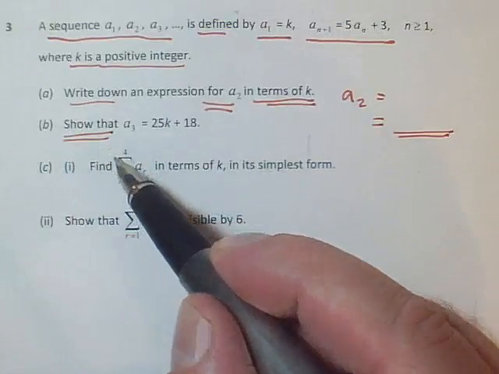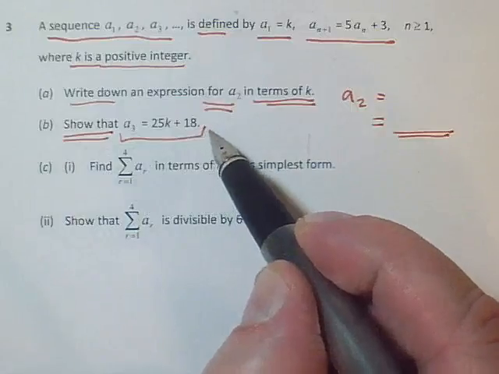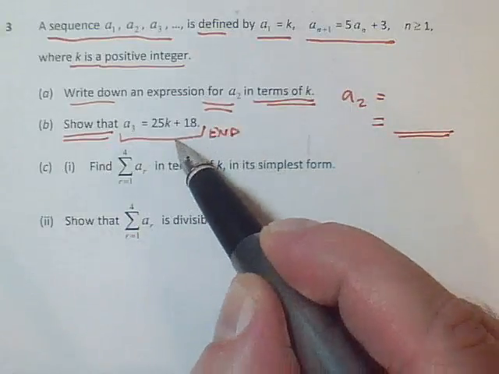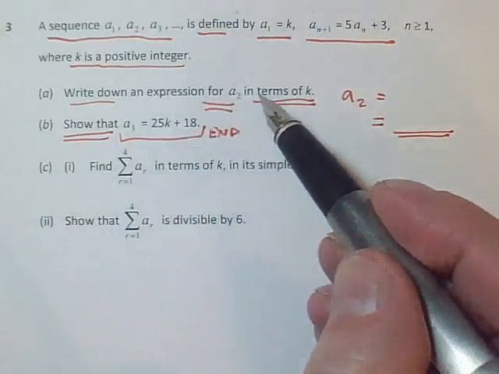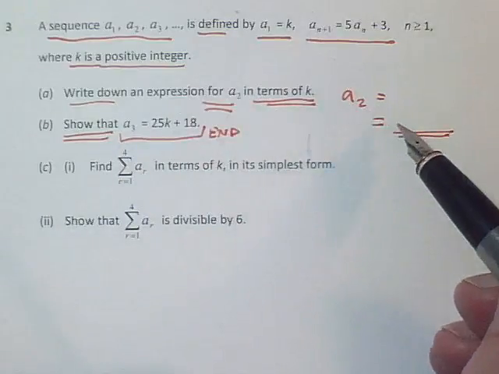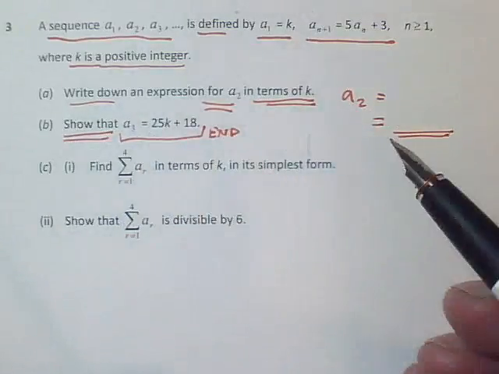Okay. Part B is a show that question. In a show that question, you're given the end point. So this is the end point. The starting point is going to be what we've just done. So we had worked out what a2 was. We want to get an answer for a3.